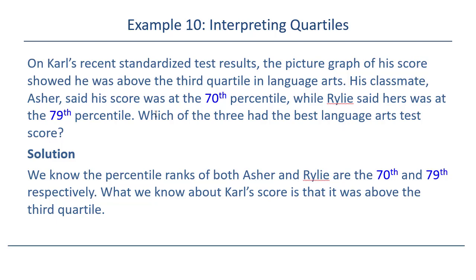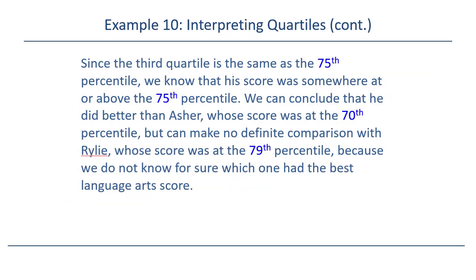Well, obviously 79th is better than 70th, and because Carl was above the third quartile, which is the 75th percentile, we just know that he was more than 75. So we know he's better than Asher's 70th, but we don't know if he's less than Riley's or better because we don't know where it is above 75. So that's all we know, is that he was above the 75th. Okay, so that's all we've got for this one.